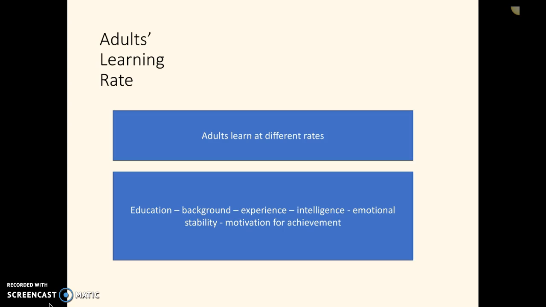Other factors you might want to take into consideration are psychological, environmental, emotional, sociological, physical, intellectual, experiential, and age. All of those are things that you need to consider when you're looking at how fast your group is going to be able to learn information.